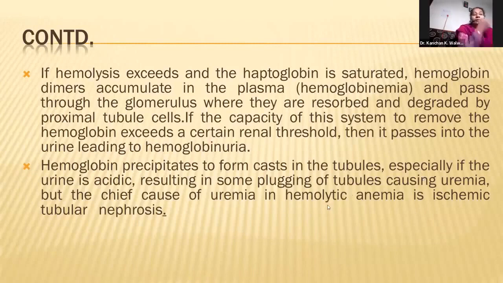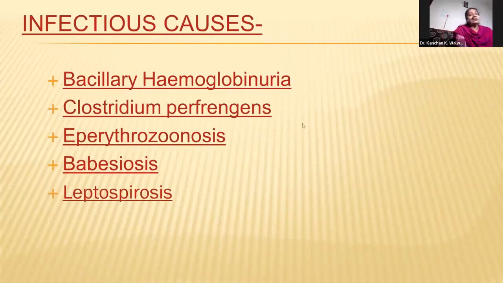Now this hemoglobin precipitates in the form of casts in the tubule. Actually, when this hemoglobin attaches with the haptoglobin, the molecule becomes big in size, and it cannot be filtered through the glomerular apparatus. But in case of excess amount of hemoglobin in the urine, some amount is plugged into the renal tubular cells, and this causes uremia. And this uremia is one of the chief causes of tubular nephrosis and death in patients. Now we'll study the causes one by one in detail.